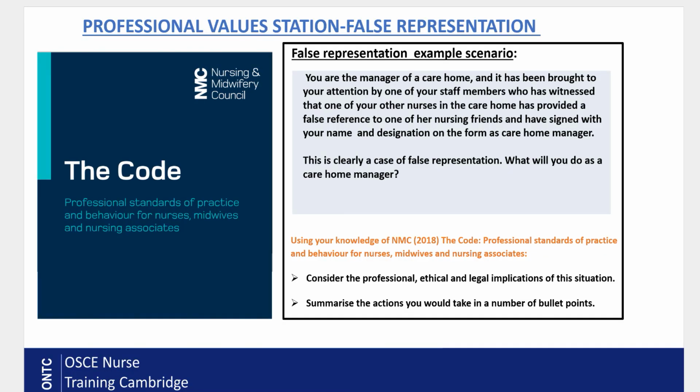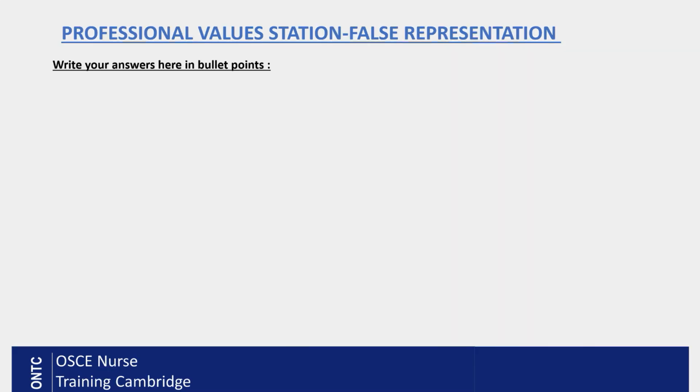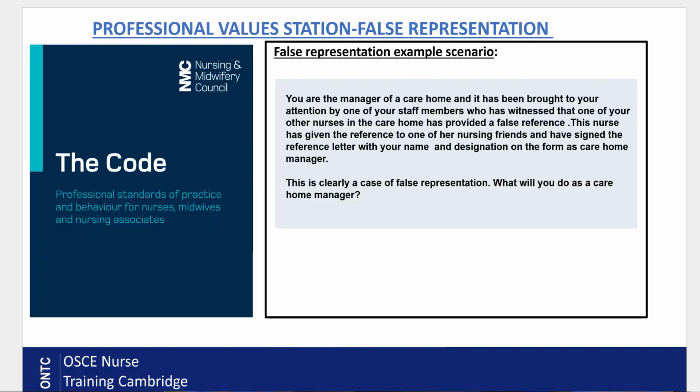You can see the scenario on your screen next, and then you are given a blank page to write your answers. Let's look at the scenario and read it together, and then we will see what this topic about false representation is, then the main points to consider, and then we will write our answers in bullet points. So let's read the scenario together now.